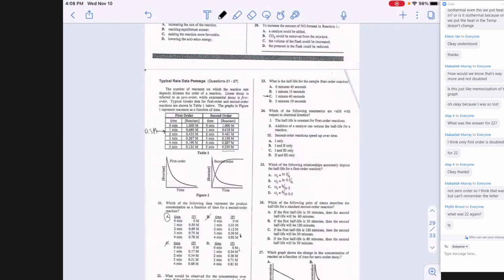24. Which of the following statements are valid with respect to chemical kinetics? Half-life is constant for first order. We know that for a fact. Addition of a catalyst can reduce the half-life for a reaction, right? It changes the rates, so that's true. Second order reactions speed up over time. Ooh, that is not true, right? It takes longer for those second order reactions to happen over time. Think of the half-life of those second order reactions. They double in time for every half-life. So that is a false statement.